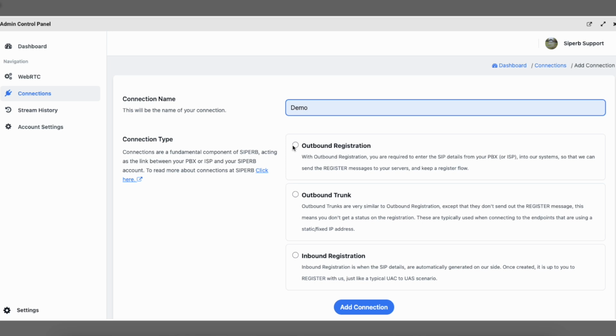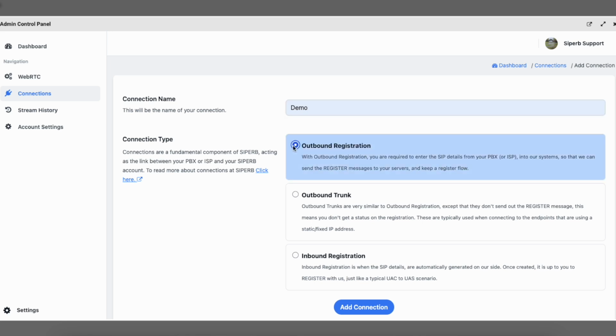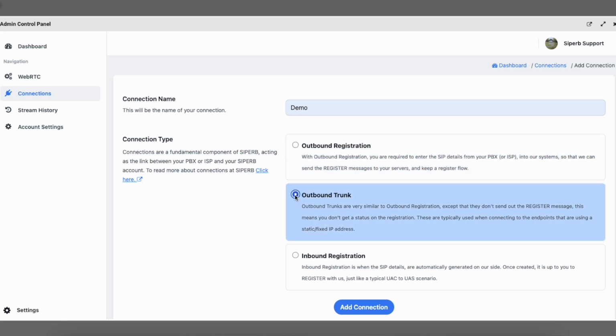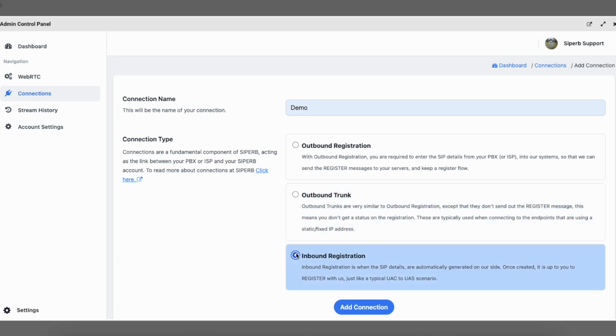1. Outbound registration, where we register with you on your PBX. 2. Outbound trunk, also outbound but does not use register. And 3. Inbound registration, where you are responsible to maintain a registration with us. Let's look at the differences.